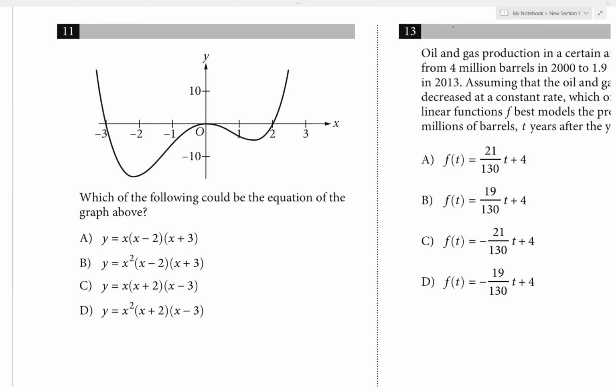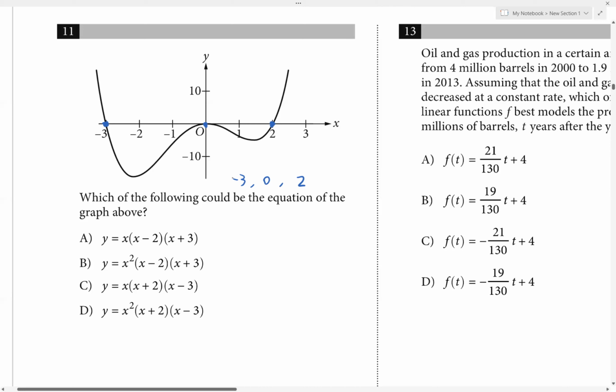If you look at the x-intercepts, we have a point at -3 here. We have an x-intercept at 0, 0, and we also have an x-intercept at 2. So these are the zeros that we have: -3, 0, and 2. In the factor form, the numbers will be kind of opposite.